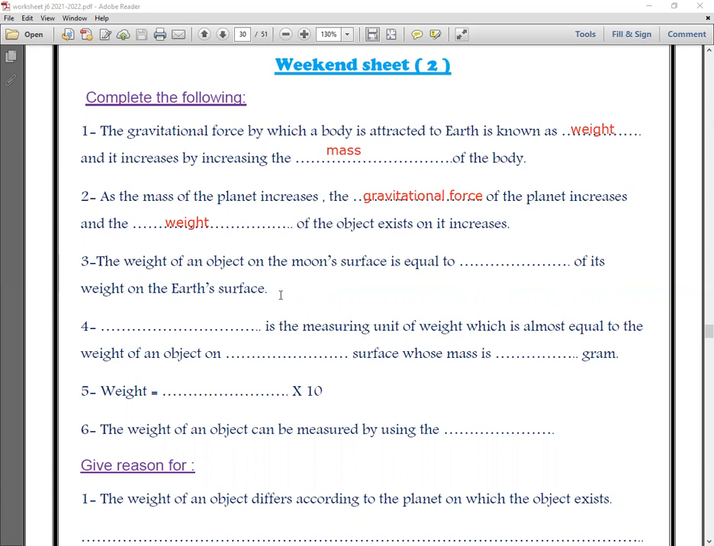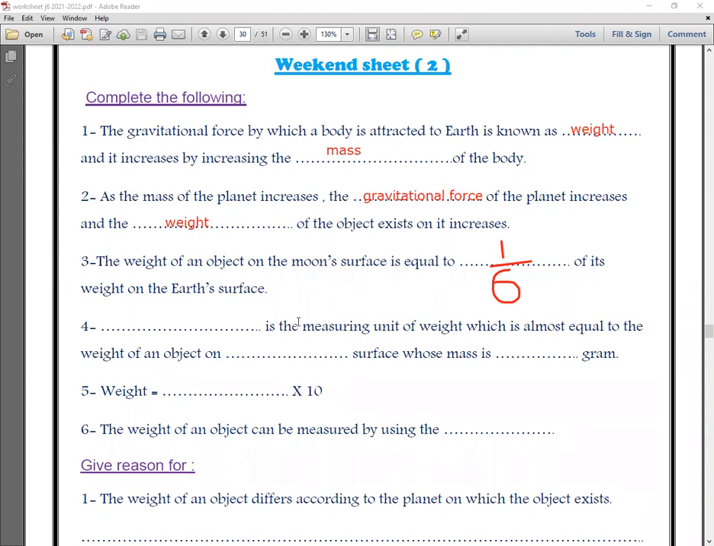It equals 1/6 of its weight on the Earth's surface.